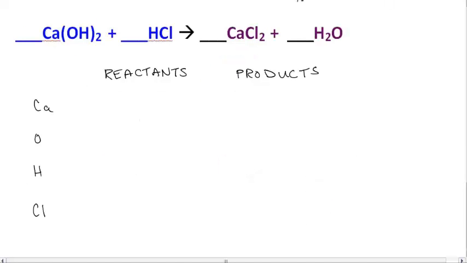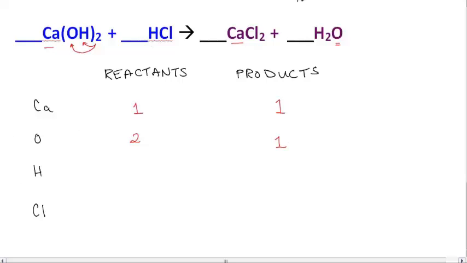Here's one last example for us to go through together that's a little more complicated. And it's a little more complicated because, as you can see here, there are 4 elements in this chemical reaction. So let's start counting up. We've got 1 calcium in the reactants, 1 calcium in the products. I've got 2 oxygens in the reactants. This 2 after the parentheses means that there are 2 of each of those elements. So 2 oxygens, 1 oxygen in the products.